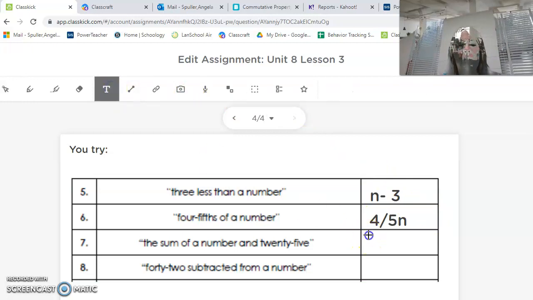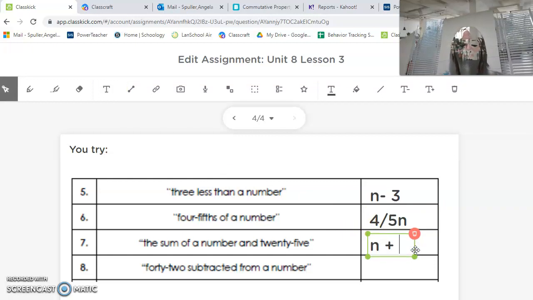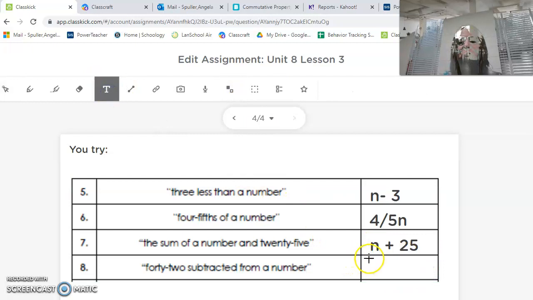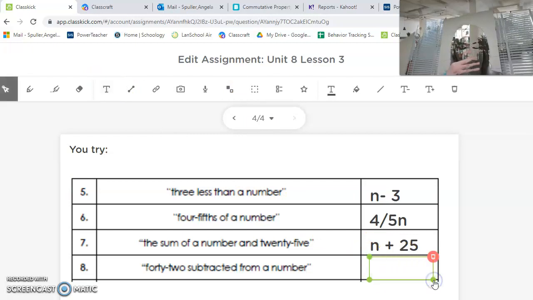Okay, the sum of a number and 25. So number, sum means add, and 25. Last but not least, 42 is subtracted from a number. So you have to start with the number, and then you have to subtract the 42 from it.